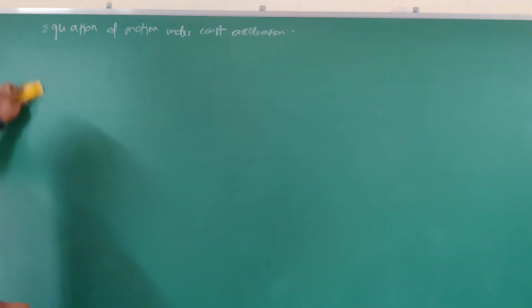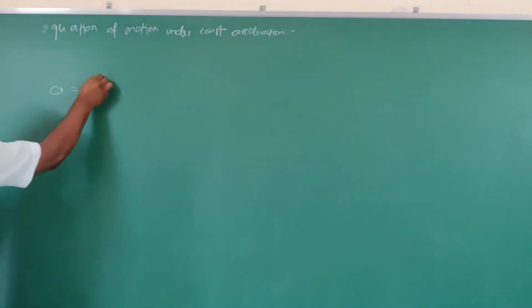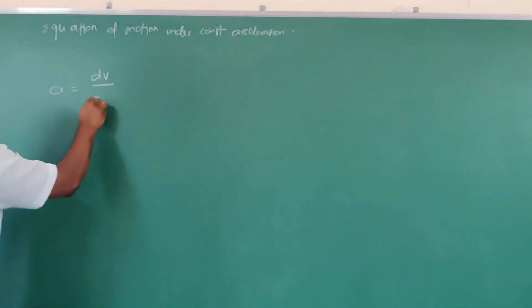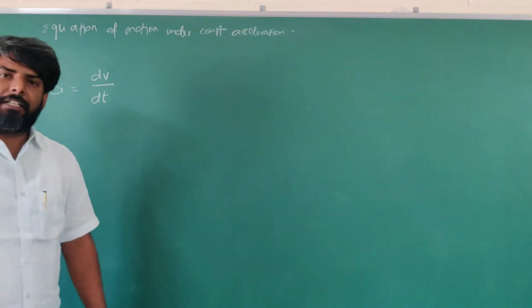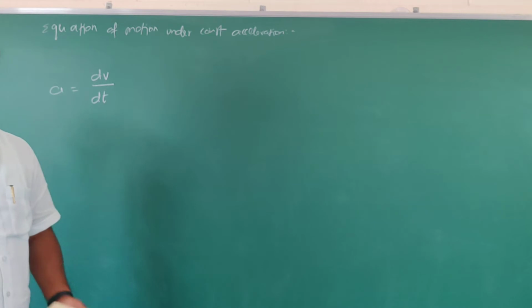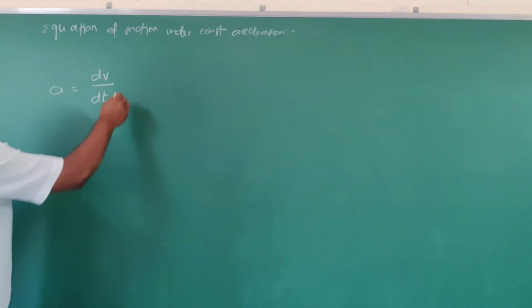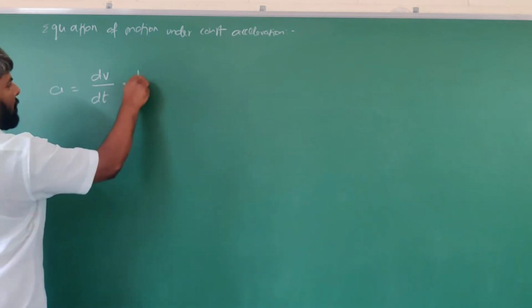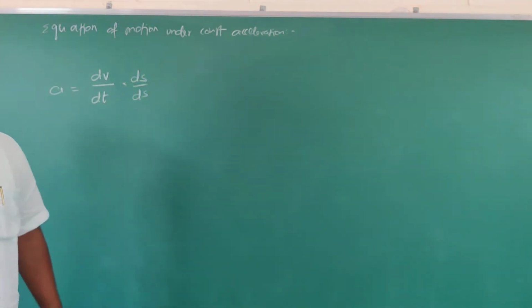Basically, what is the statement of acceleration? a is equal to change in velocity by change in time, a is equal to dv by dt. We know that, right? For this equation, what I am doing is multiplying it with ds by ds, the change in displacement.